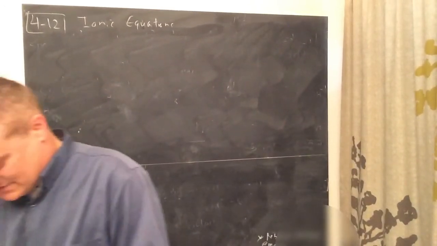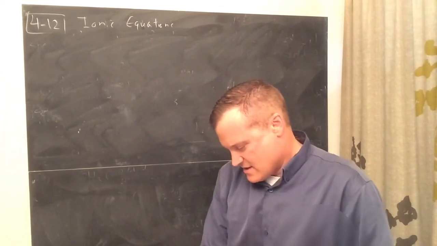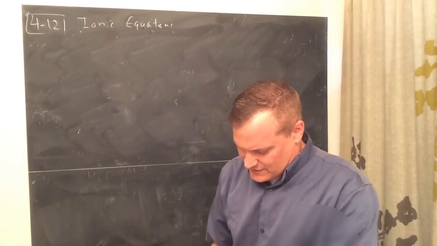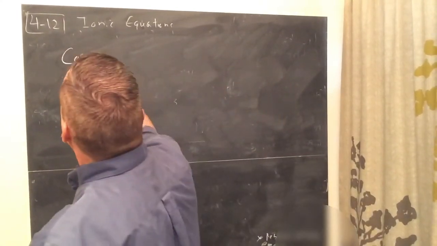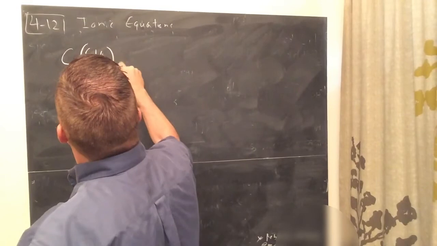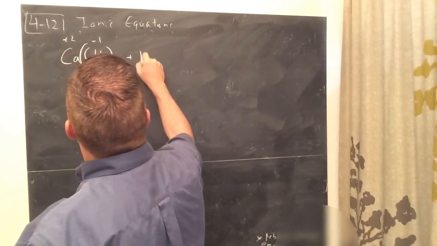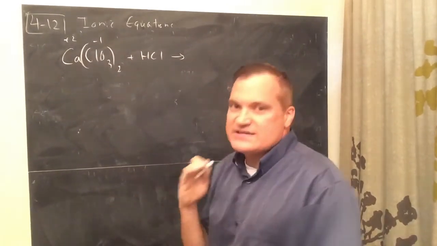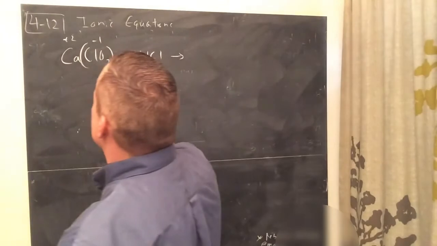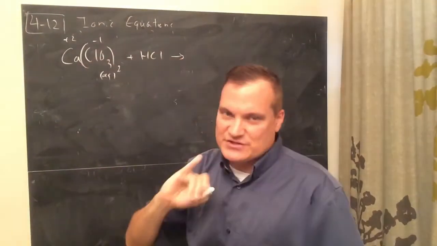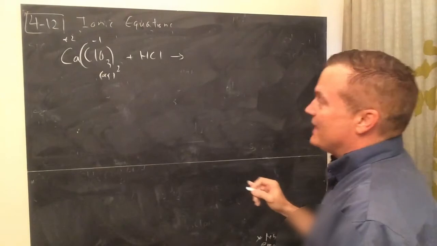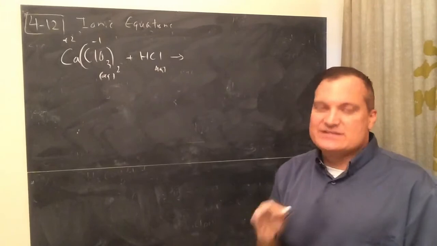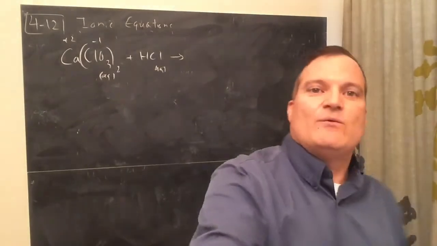So here it is, the last one. I've got a lot of things going on here. Calcium chlorate and hydrochloric acid. It should say aqueous calcium chlorate is mixed with hydrochloric acid. I left that word off. Whenever something says acid, it is aqueous, because you have to have water in order to get aqueous.